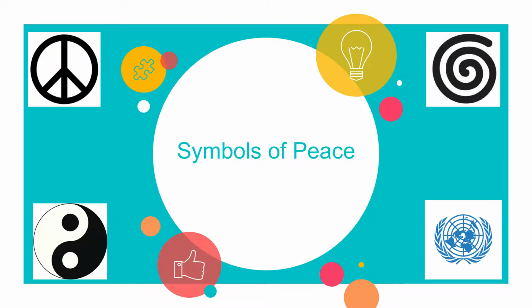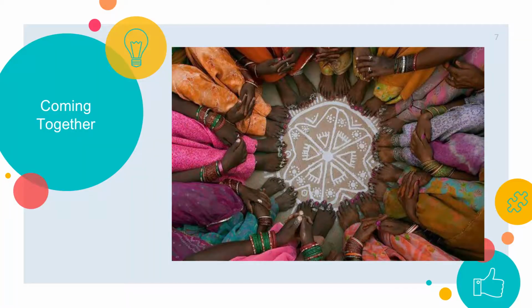We circumvent the sun. Symbols of peace also form the circle. I'm so proud that the UN uses the circle as their logo. Peace and also other symbols use the circle. When we come together, it makes sense to form a circle.